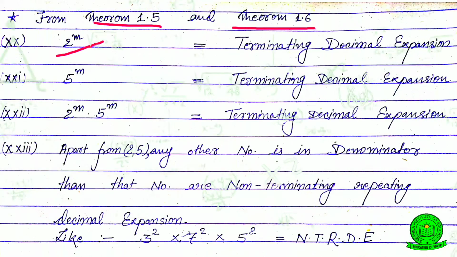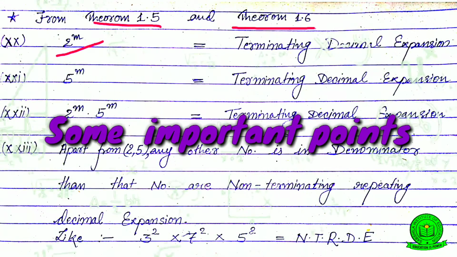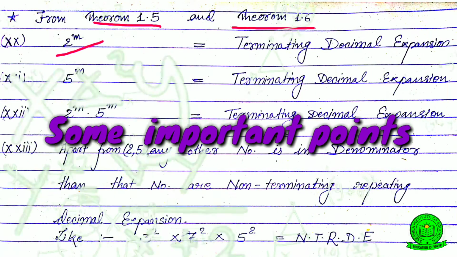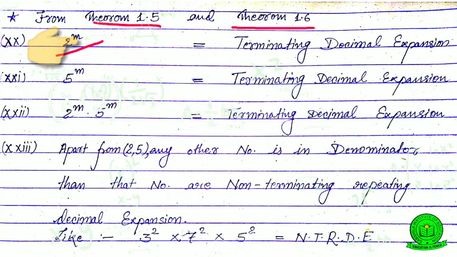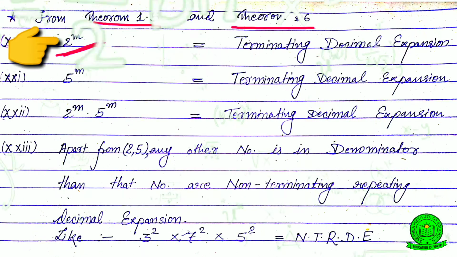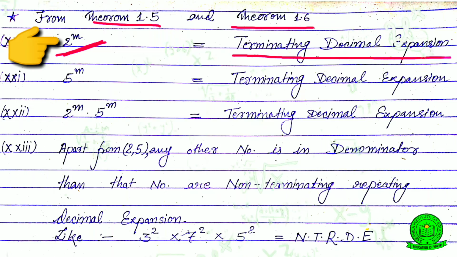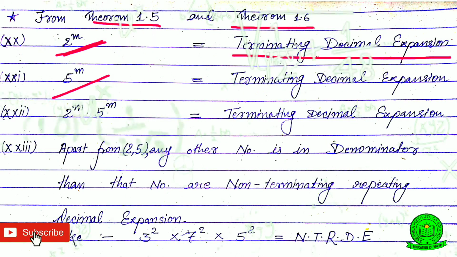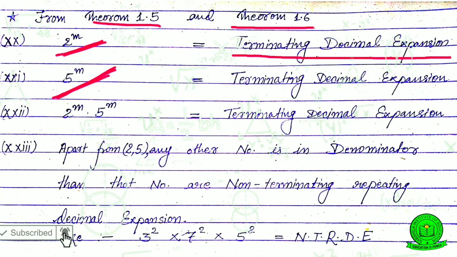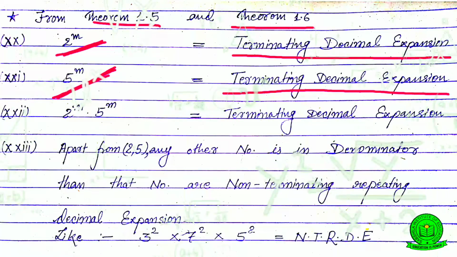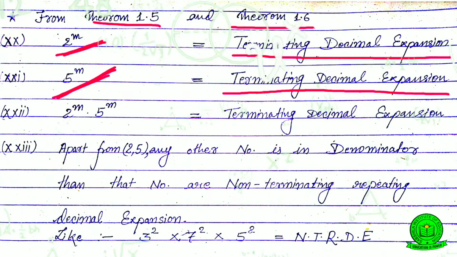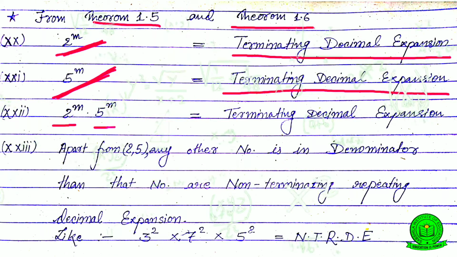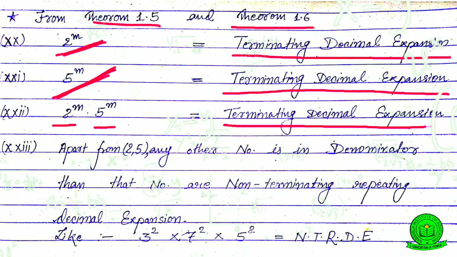Before starting the solution of exercise 1.4, we have to know something. If any number has a denominator in the form of 2 to the power m, then it will be a terminating decimal expansion. If any number is in the form of 5 to the power m, then it will be a terminating decimal expansion. If any number is in the form of 2 to the power m into 5 to the power m, then it will also be a terminating decimal expansion.